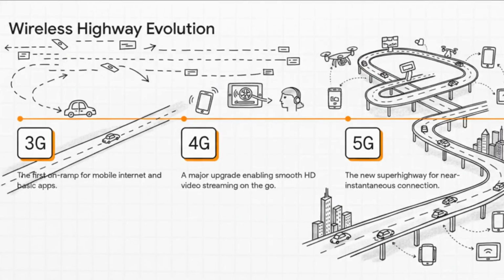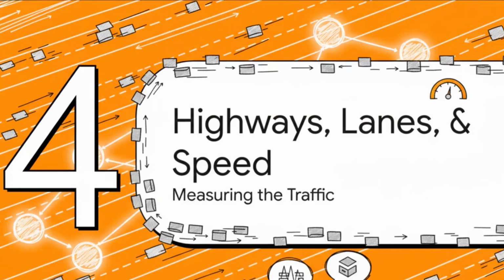And these wireless highways have gotten so much better over the years. Think of 3G. That was like the first real on-ramp to the mobile internet. Then 4G came along, and that was a massive upgrade. It was like widening the road to multiple lanes, which is what allowed for things like streaming HD video. And now there's 5G. That's the brand new superhighway built for insane speeds and connecting everything from our phones to our cars.